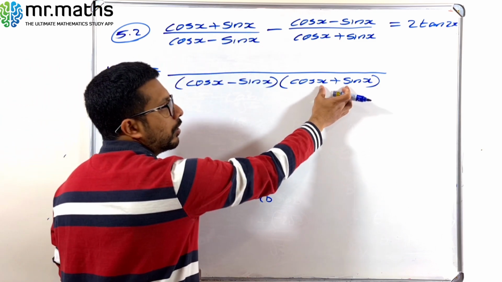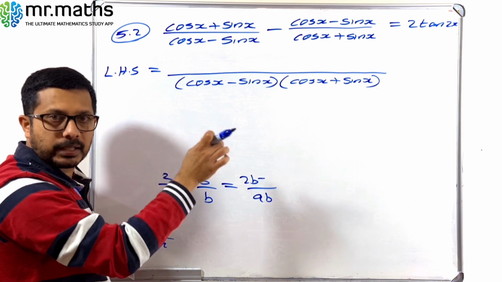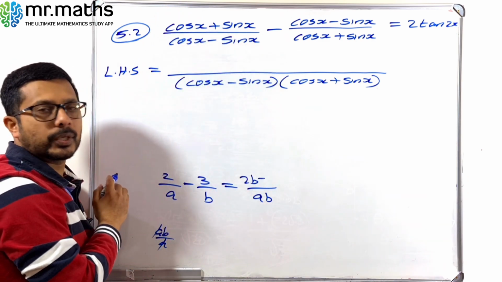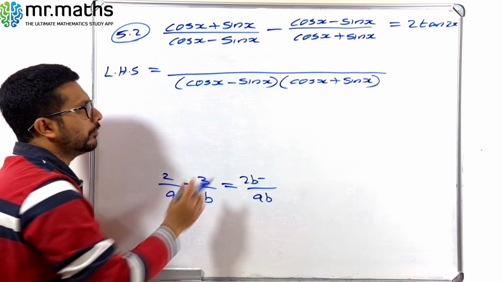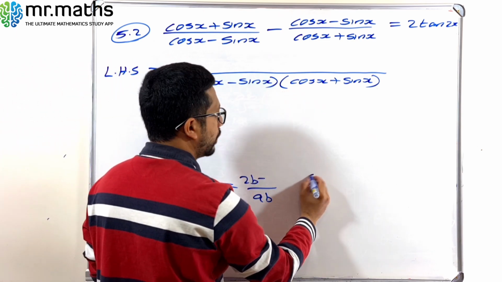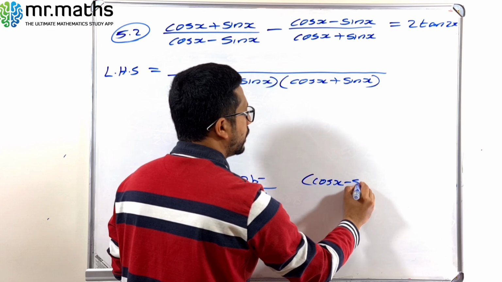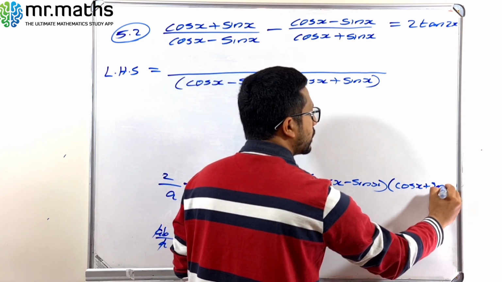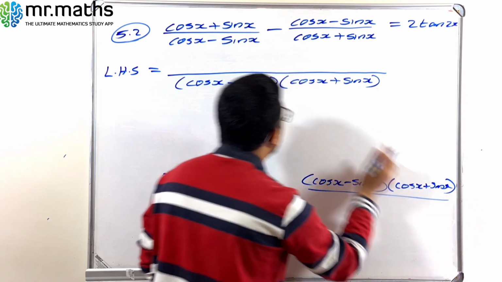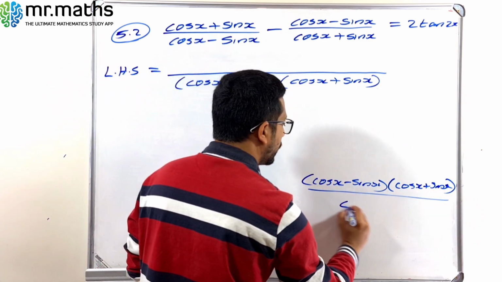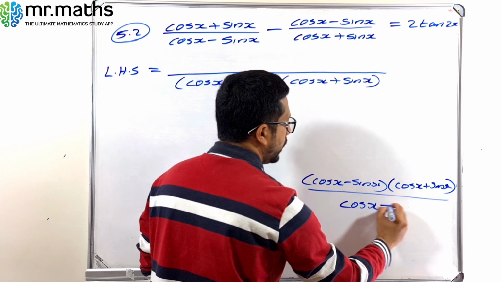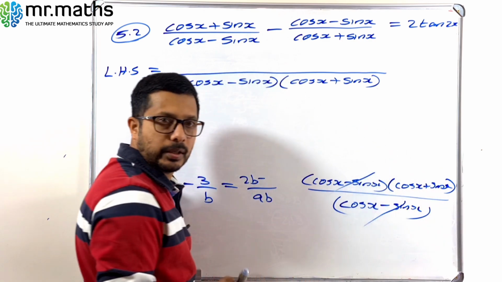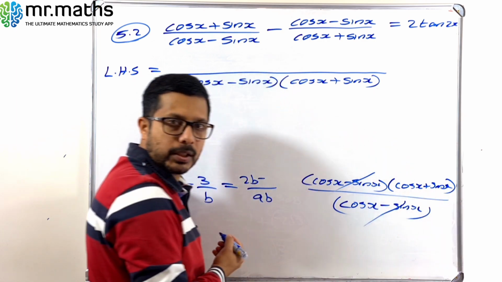So remaining is cos x plus sin x. That answer times the numerator. What is the numerator? Cos x plus sin x. Guys, listen very carefully. This one, what is that one? Cos x minus sin x into cos x plus sin x, divided by this denominator. What is that one? Cos x minus sin x. So we can cancel this one and this one, same thing. So what is remaining? Cos x plus sin x.